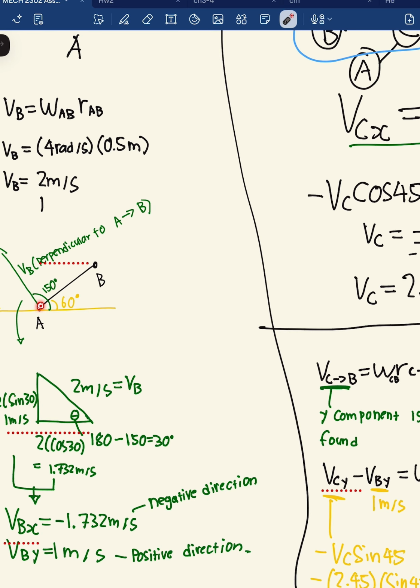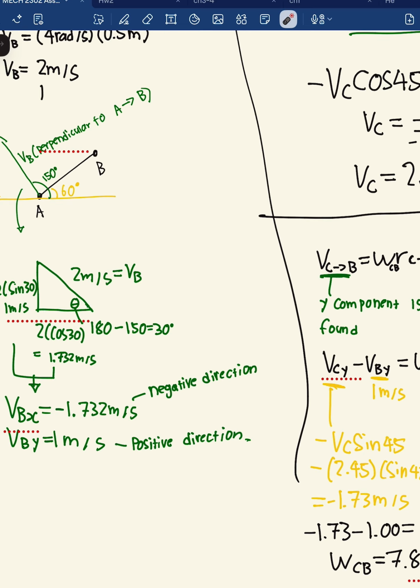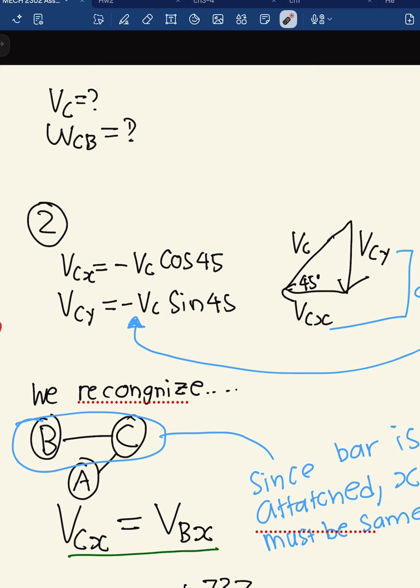And since direction a to b is 60 degrees to horizontal, and we acknowledge that velocity of b must be perpendicular to direction of a to b, velocity of b will be placed 150 degrees to horizontal or 30 degrees to horizontal. So given the angle, we can solve for x component and y component of velocity b, which is these two values. Now, negative for x component because they point towards left direction.